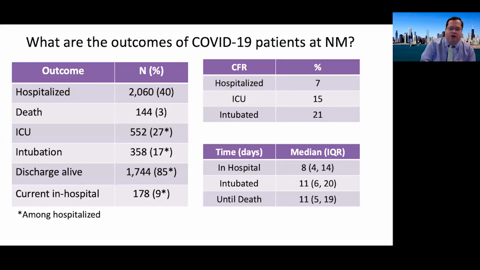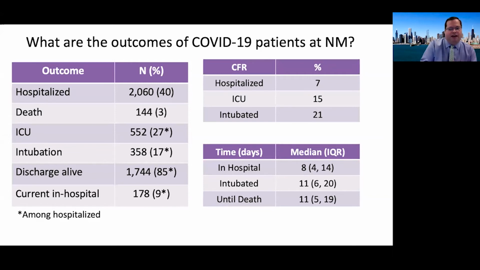In terms of outcomes, about 40%, as I mentioned, of patients were hospitalized. We have an overall mortality of about 3%. This includes outpatients and inpatients. A little over a quarter of patients required ICU level care, 17% of the hospitalized patients required intubation, and of those that were hospitalized, about 85% were discharged alive at the time of this analysis. Case fatality rate, again, among hospitalized patients was about 7%, among ICU patients about 15%, and intubated patients about 21%.